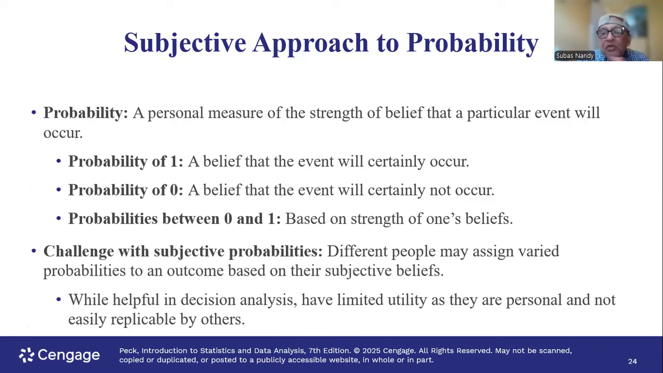But the example before is subjective probability. What does it mean? It is based on a person's own personal belief. There is no scientific basis. There is no measurement happening here. Therefore, there are challenges with subjective probabilities. Okay? They have limited use.